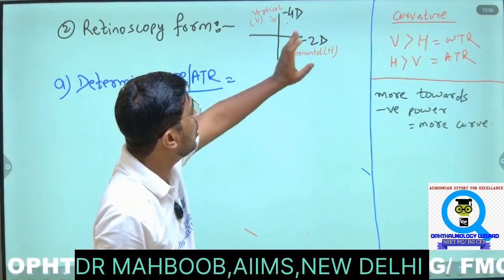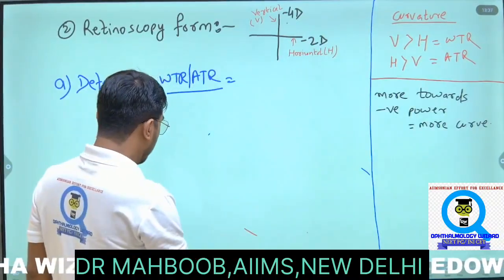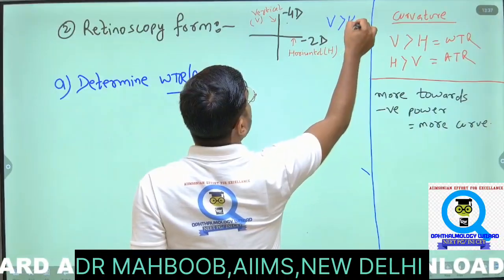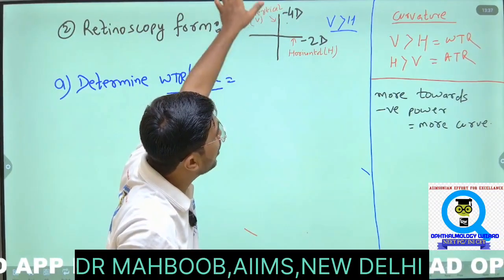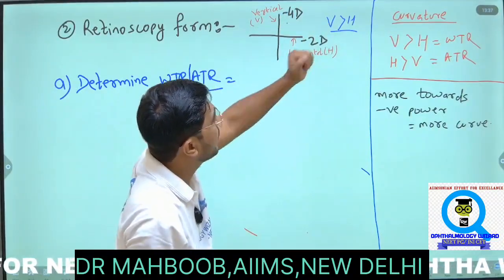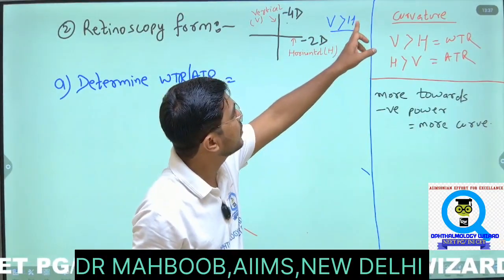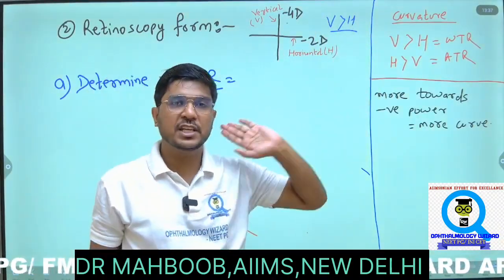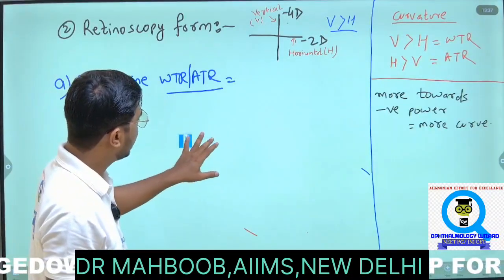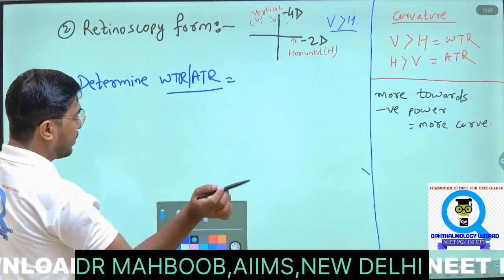-4 is more negative, more towards negative compared to -2. So here vertical meridian will be more curved, because -4 is more towards negative power compared to -2. So vertical is more curved compared to horizontal. That is why vertical is more curved than the horizontal. So it is with the rule astigmatism. Understood? Okay. Suppose you didn't understand this point.